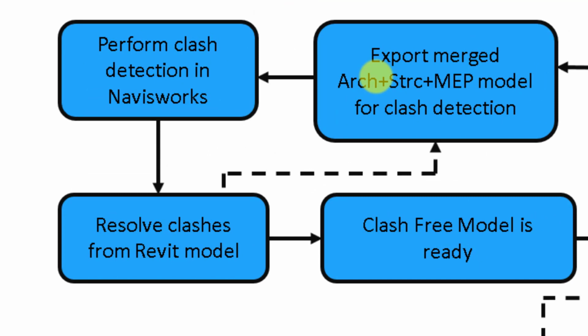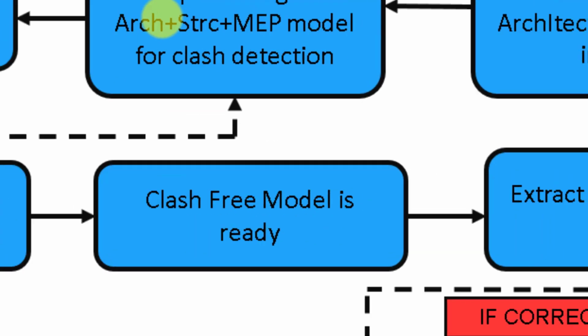Once we resolve the clashes in the Revit model, then we have to again update that Navisworks model which we previously imported inside Navisworks. Then we have a clash free model ready. Okay, now when you see no clashes in Navisworks, after doing different tolerances, after doing different functions or options inside Navisworks, you have a clash free model ready.